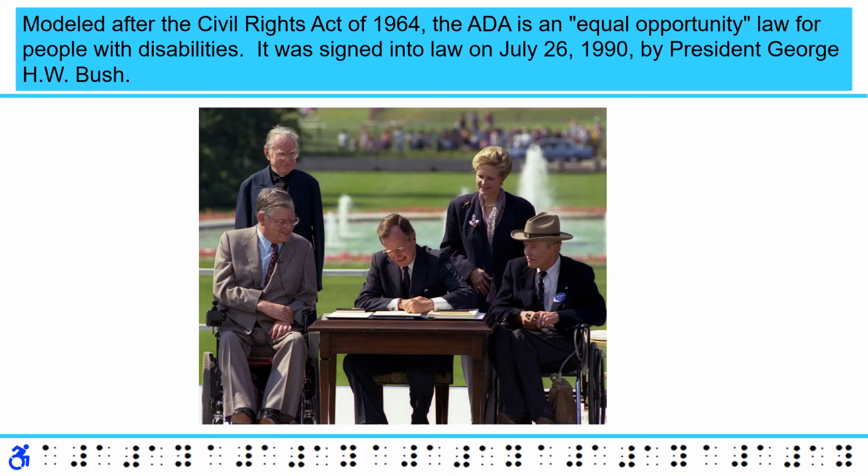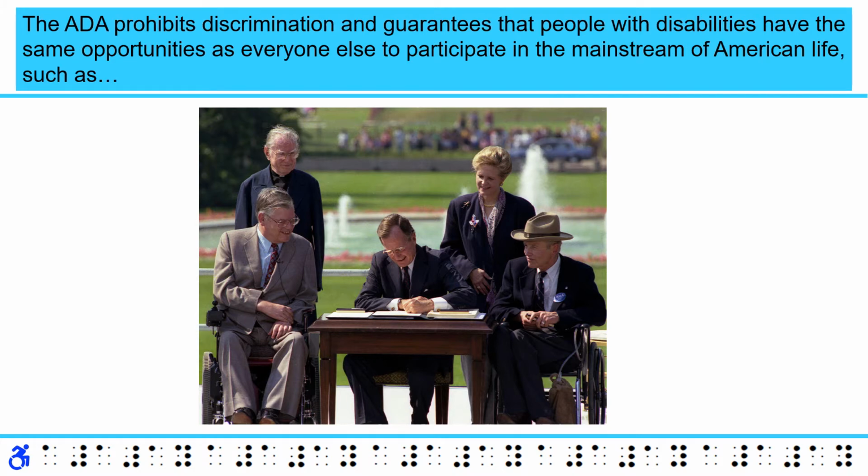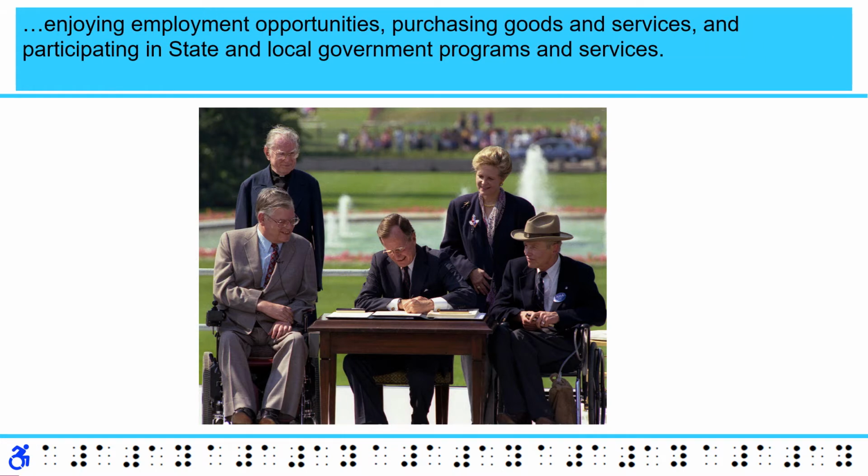Modeled after the Civil Rights Act of 1964, the ADA is an equal opportunity law for people with disabilities. It was signed into law on July 26, 1990, by President George H.W. Bush. The ADA prohibits discrimination and guarantees that people with disabilities have the same opportunities as everyone else to participate in the mainstream of American life, such as enjoying employment opportunities, purchasing goods and services, and participating in state and local government programs and services.